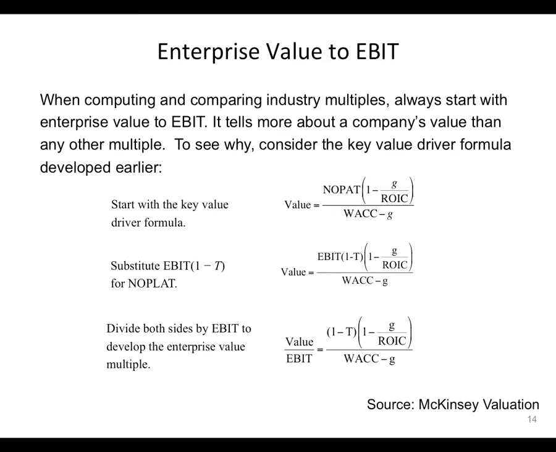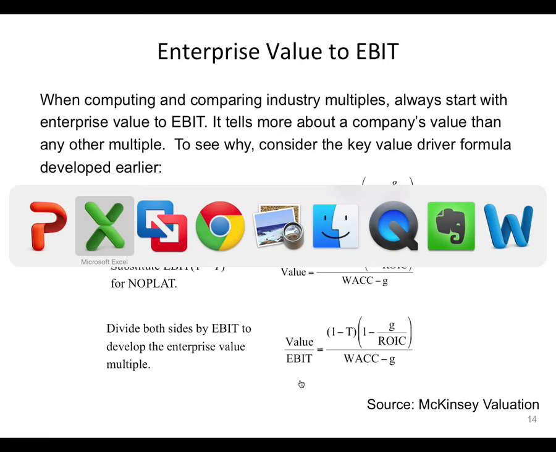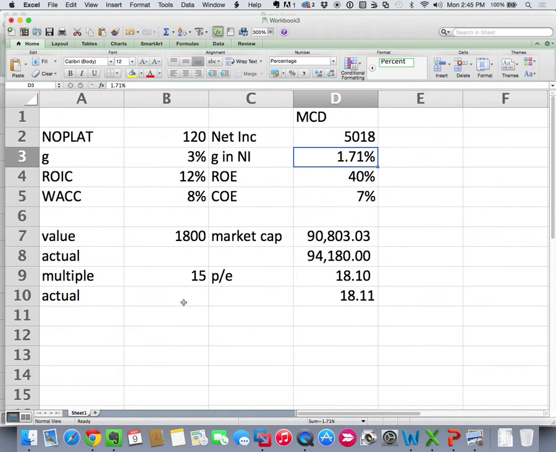So what are the real drivers of enterprise value to EBIT? Differences in tax rates, differences in growth rates, differences in ROIC, differences in cost of capital. So tax rates do matter. Okay? So let's look at the enterprise value to EBIT for McDonald's. How do we get that?